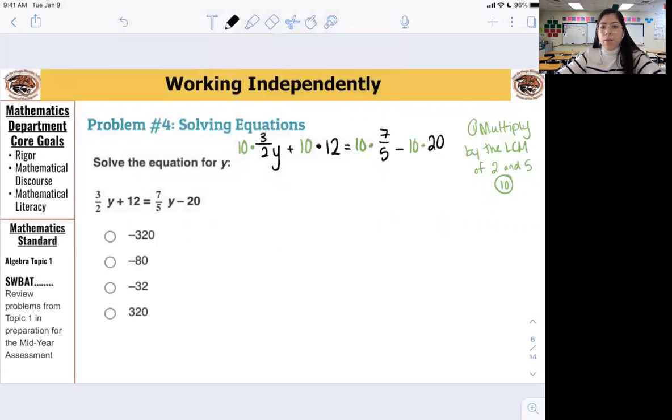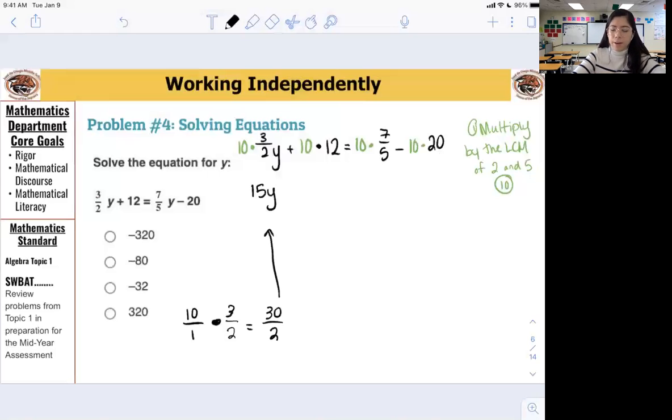All right, so I'm multiplying all the way across by 10. What do I get? 10 times 3/2. What's that? 30 over 2. You get 15y because you turn the 10 into a fraction, 10/1, and multiply straight across, which gives you 30/2, and 30 divided by 2 is 15y. So if you're wondering how we got 15y, that's exactly how.